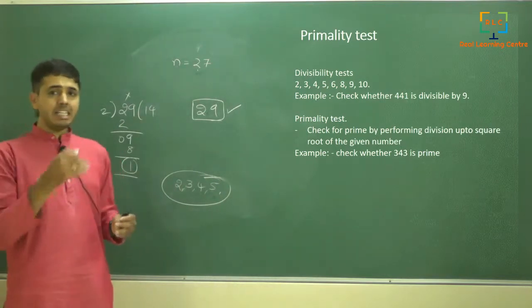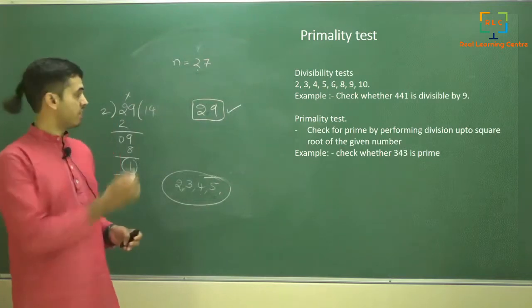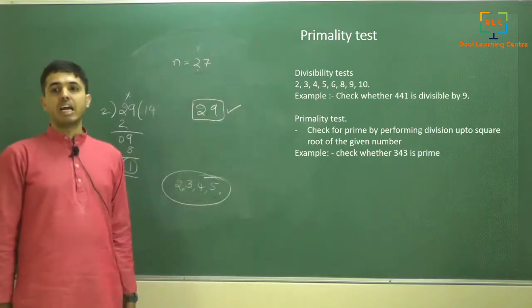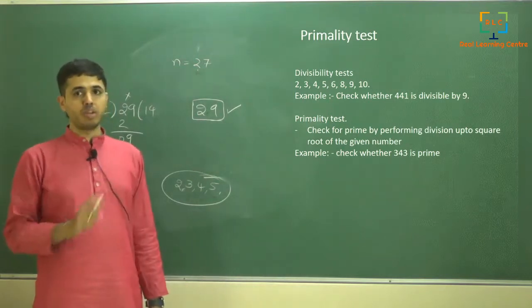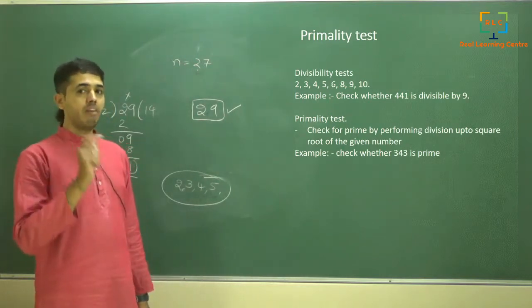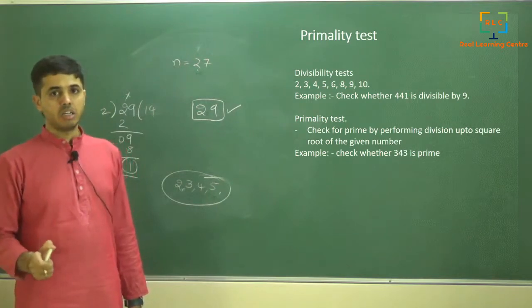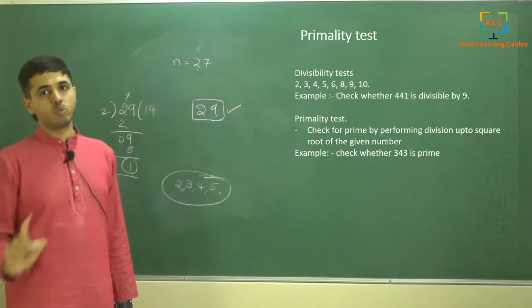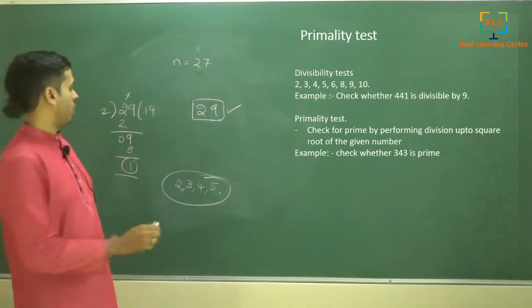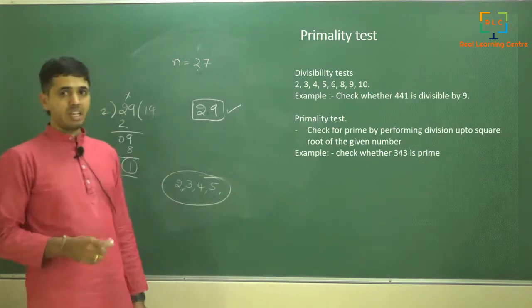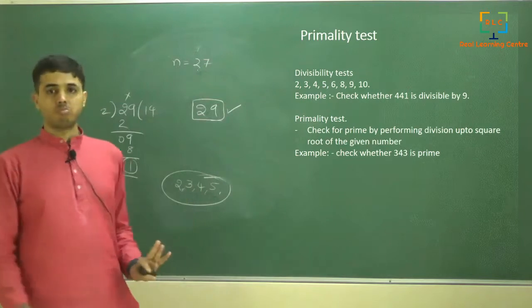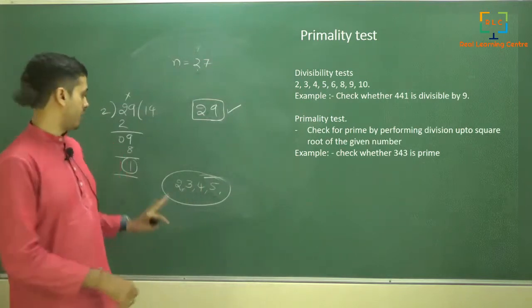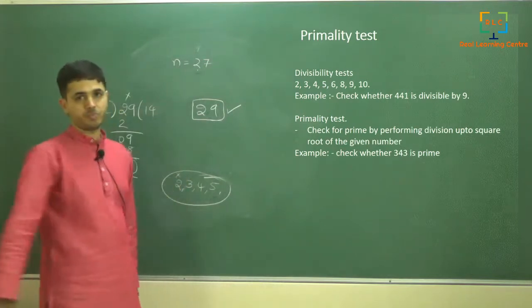Then is there any easier way to check for divisibility? That is known as the divisibility test. Now for 2, we all know that 2 is an even number, so every even number is divisible by 2. So the divisibility test for 2: take that number. If it is even, then it is divisible by 2. If it is an odd number, it is not divisible by 2.